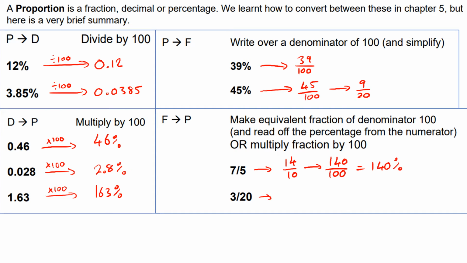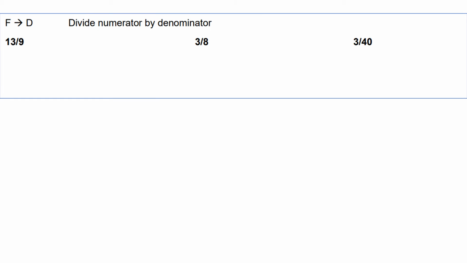3 over 20, I would times by 5, and that would give me 15 over 100, and that would tell me that's 15%. Now these should be things that we're familiar with, but if there's any of this stuff you've forgotten, it's well worth reminding you before we press on with proportion. So the things we haven't looked at so far, we haven't looked at fractions and decimals, and I consider these to be the ones that people struggle with the most.